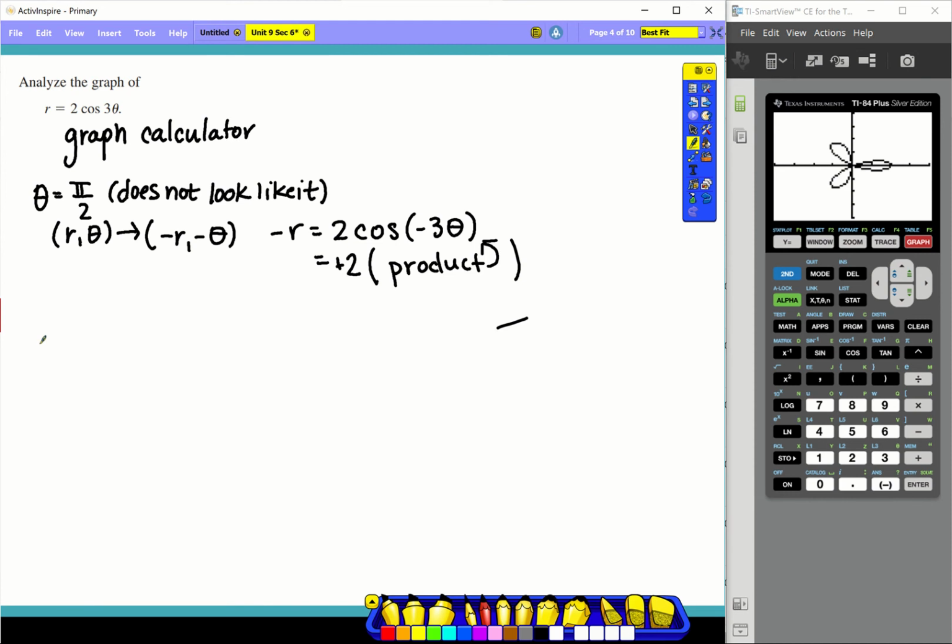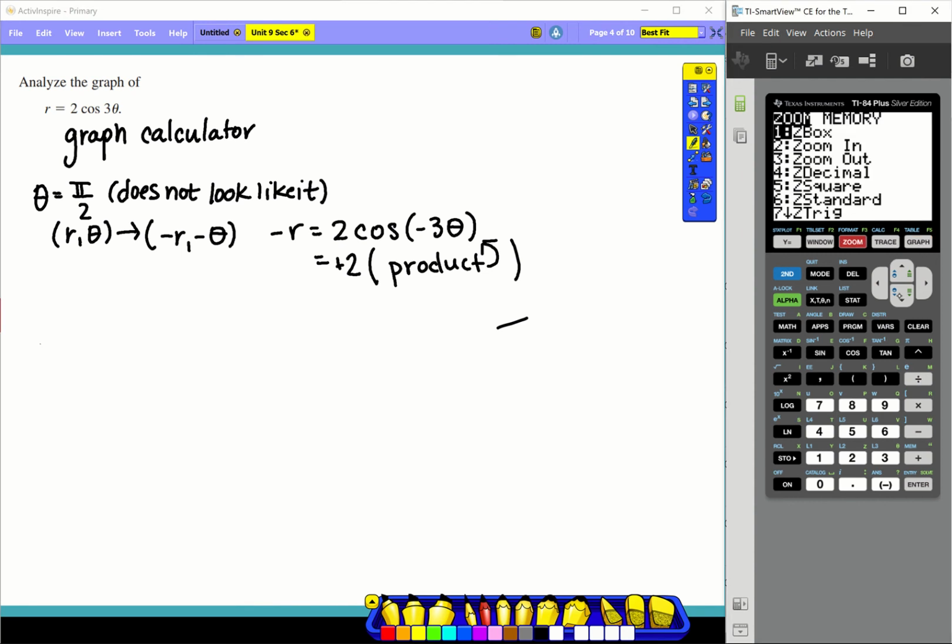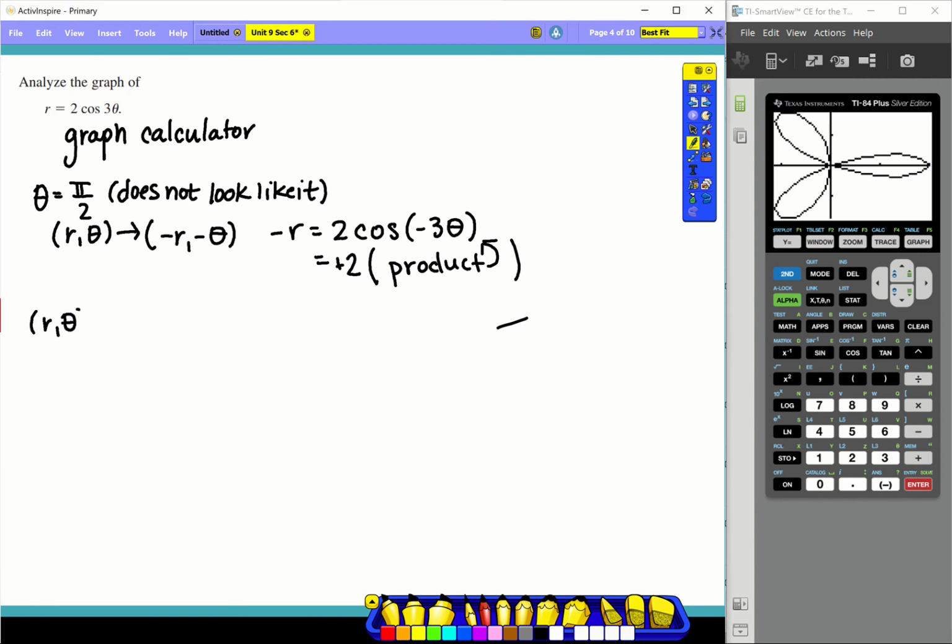Now, what about for the line of the polar axis? So the x-axis, does it look like it might be symmetric with respect to the x-axis? So let's zoom in, and we're going to go all the way down to the bottom and do a zoom fit. Well, yeah, it looks like it could be symmetric to the x-axis. So that would be the polar axis. So r and theta get replaced by r, negative theta.